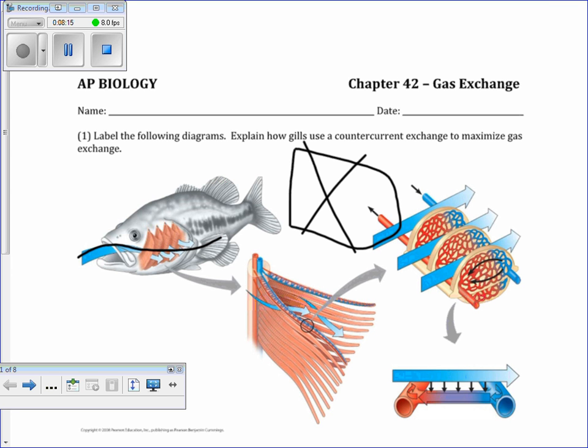In rivers, most fish will orientate themselves so that they face upstream, so the current comes across the gills. Okay? Depending on where you're at.